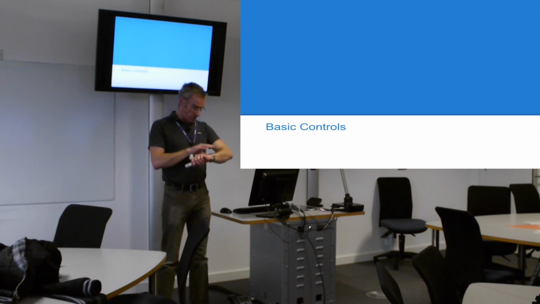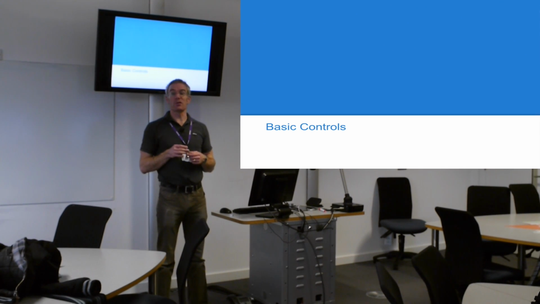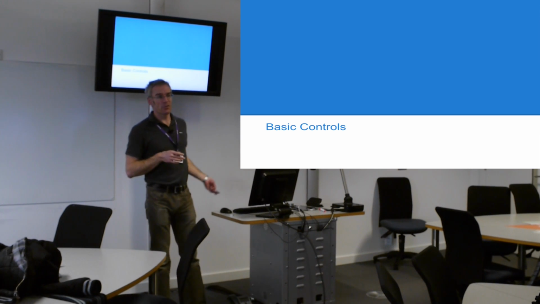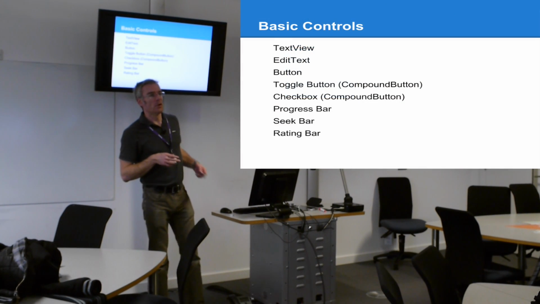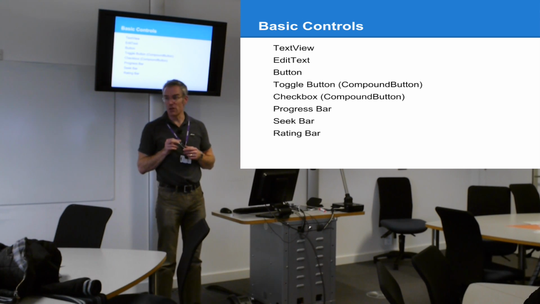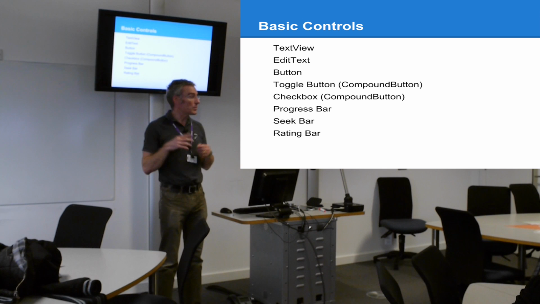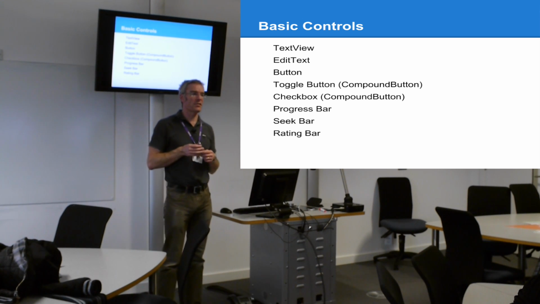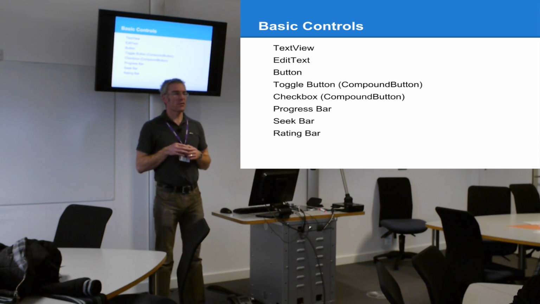All right, basic controls, a sort of bestiary of the different controls that you've got available to you. And we'll do a very quick tour. They're what I consider to be basic controls. I've excluded things like list views and tab controllers and all these sort of things. Just the basic stuff. So text views, where you can just use them like labels. Edit texts are your text boxes, aren't they?